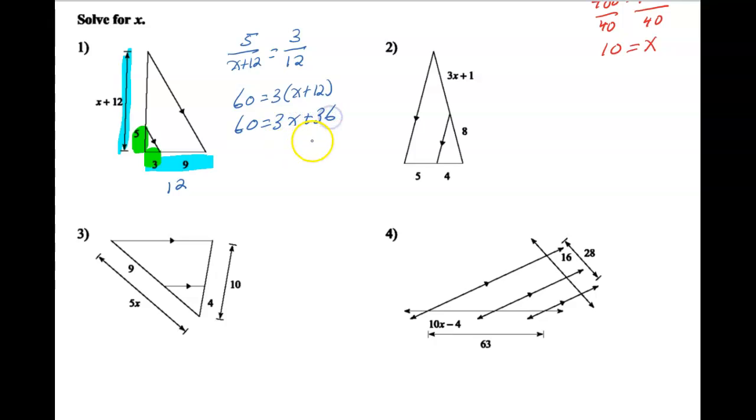3x plus 36. Take away 36. 24 is equal to 3x. Divide by 3, x is equal to 8.